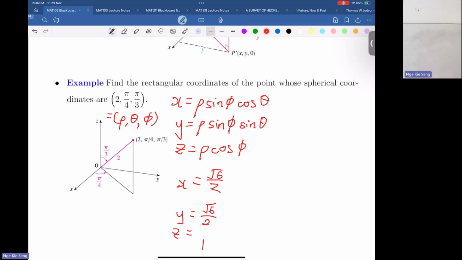Can you check that it lives in the same quadrant? This is called an octant because you split your space into 8 parts. Does it live in the first octant or not? Positive x, positive y and positive z. Okay, so it's the right direction.